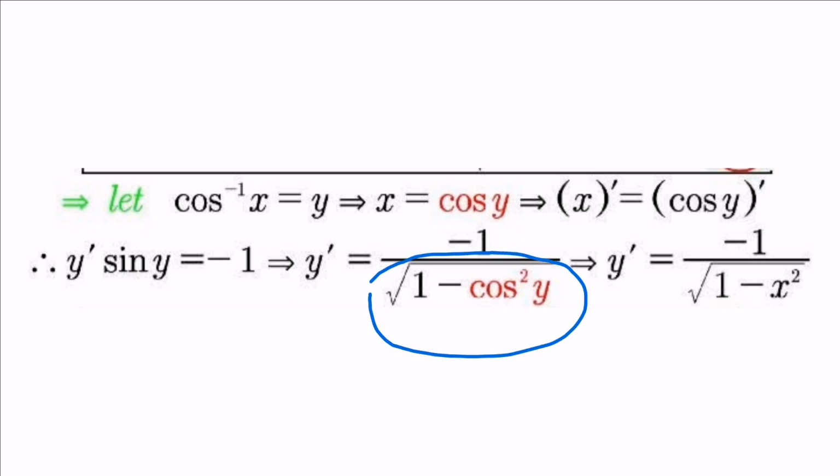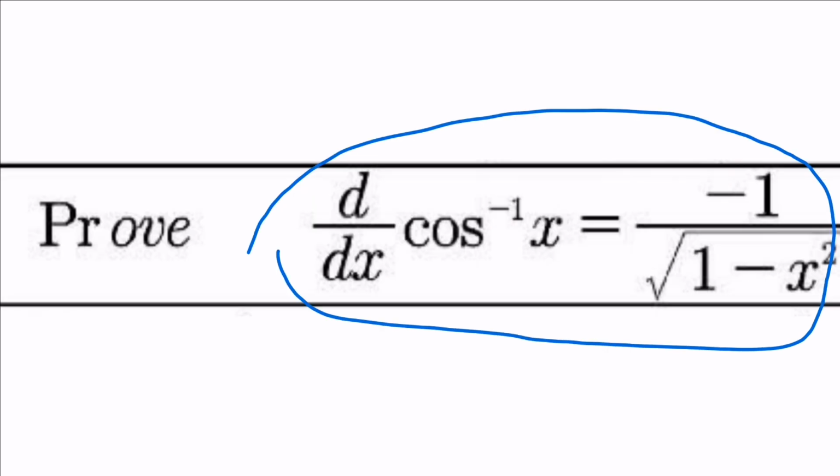But sine y is equal to square root 1 minus cos square y, which implies y dash is equal to minus 1 divided by square root 1 minus x square. So therefore derivative of cos inverse x is equal to minus 1 divided by square root 1 minus x square.